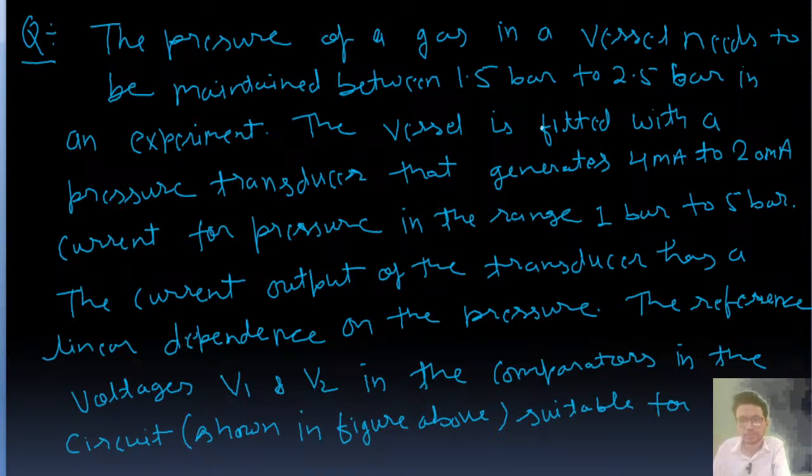Okay, in an experiment, the vessel is fitted with a pressure transducer that generates 4 milliampere to 20 milliampere current for pressure in the range 1 bar to 5 bar.